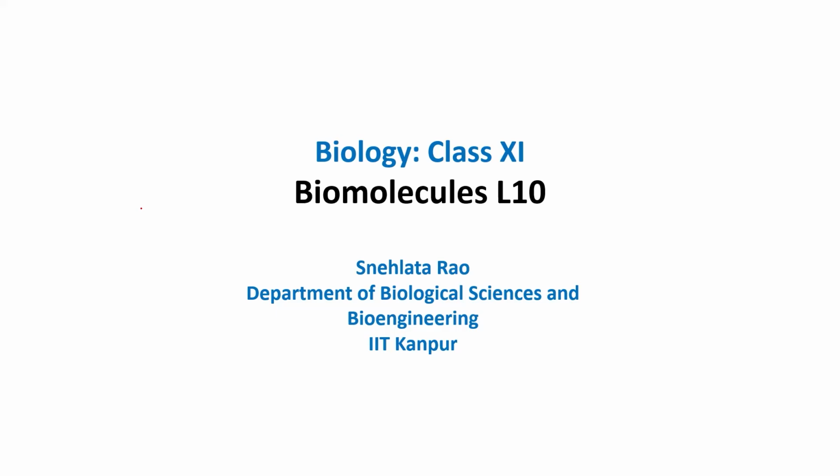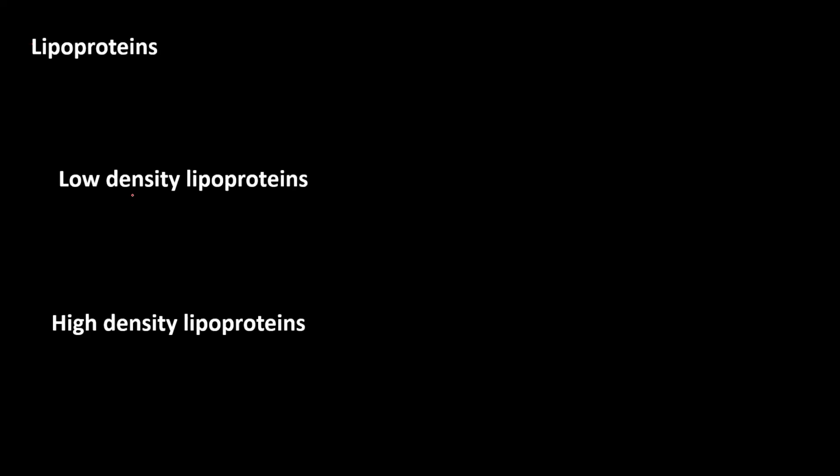Today we will continue with the next lecture of the chapter Biomolecules. In the last lecture, we studied lipids and their classification. We saw that lipids are of three types: simple lipids, conjugated or compound lipids, and derived lipids. In the conjugated lipids, the category we studied was phospholipids. Phospholipids are the major components of the cell membrane. That was one example of a conjugated lipid.